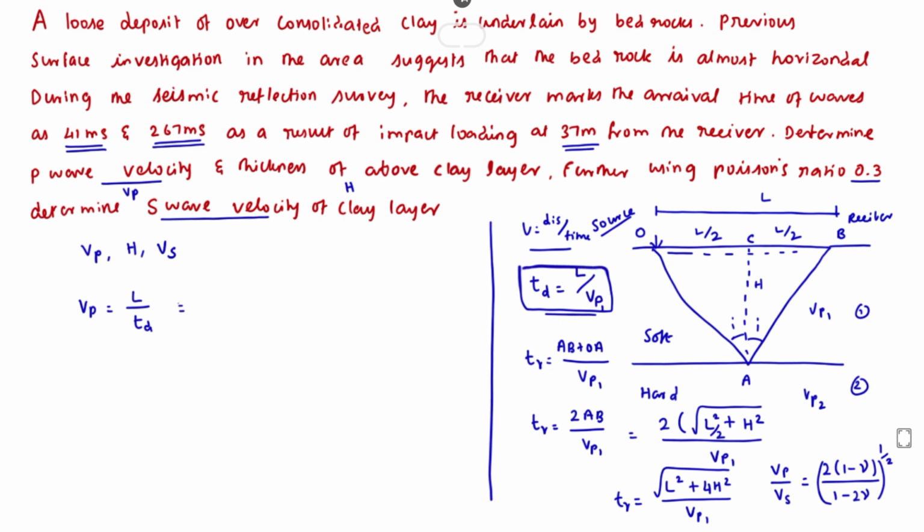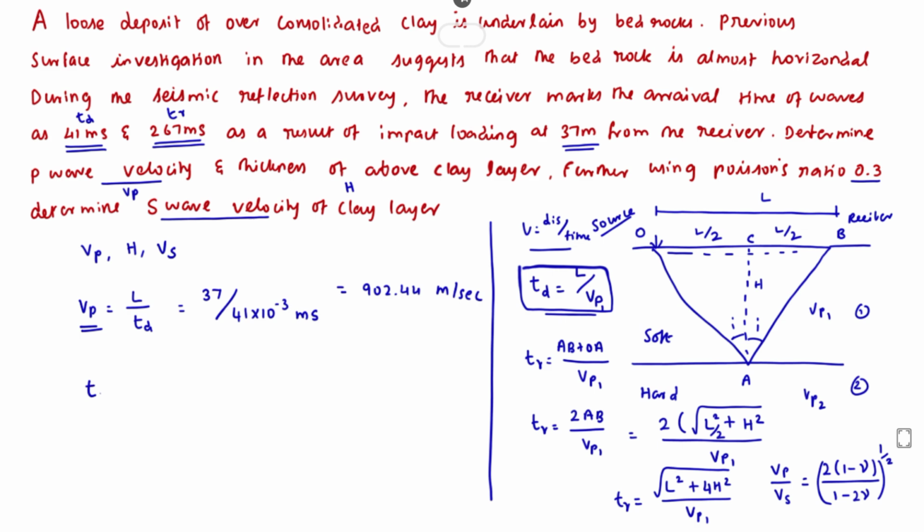L is given as 37 meters, divided by TD, which is 41 milliseconds, that is 41 into 10 power minus 3 seconds, converting milliseconds into seconds. Solving this, we got 902.44 meters per second. This is the Vp1 value.